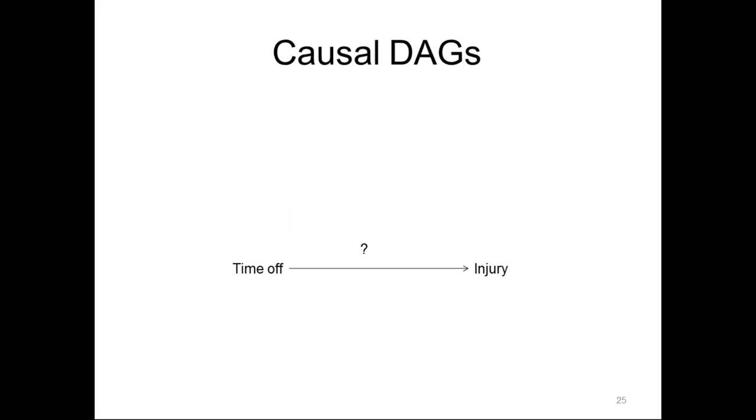So here's a question. This arrow or question mark here is not actually formally part of a DAG, but I think it can be useful to keep your focus, because once you start getting a lot of arrows and a lot of nodes, keep the focus on what we're really interested in here: our exposure of time off and our outcome of injury.